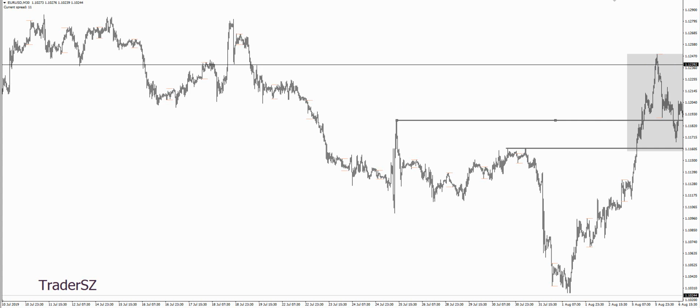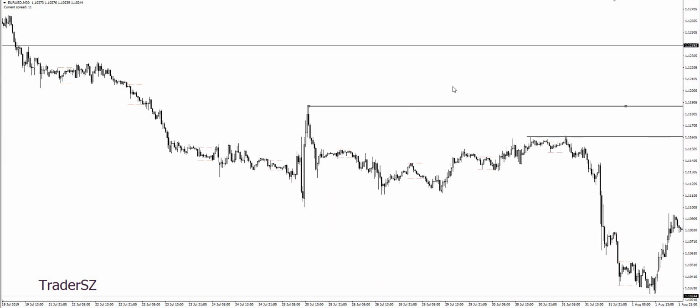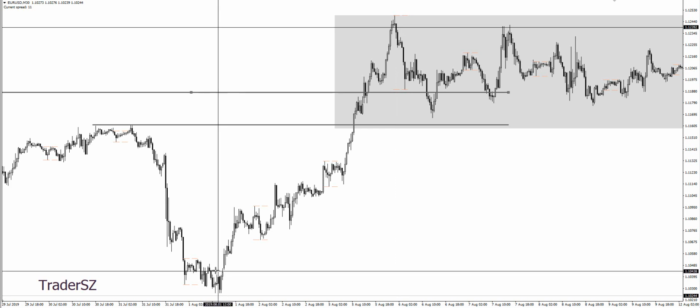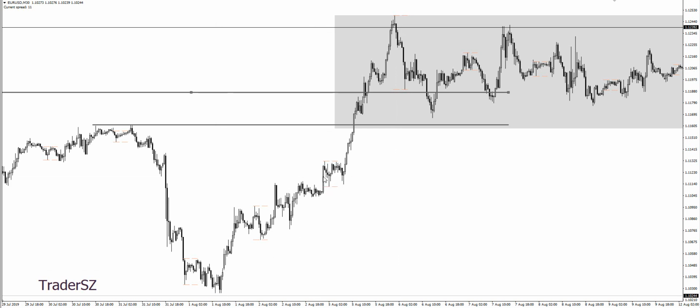So let's break this down and go to a lower time frame and see what that looks like. It pushes up, starts to get exhausted. As soon as it closes below, boom, that's it, I'm out. Assuming wherever you got long from, whether it was there or there, it doesn't matter.